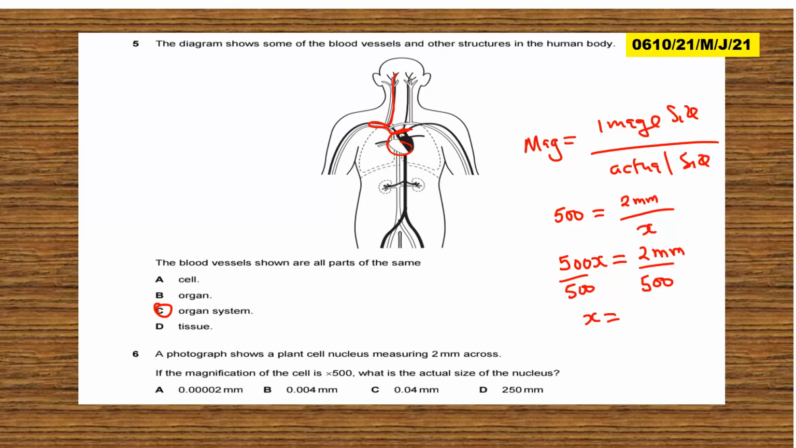So 2 divided by 500 gives me 0.004. That is what I'm getting. Now this is in millimeter. Was it recorded in millimeter? Yes, which is this one.